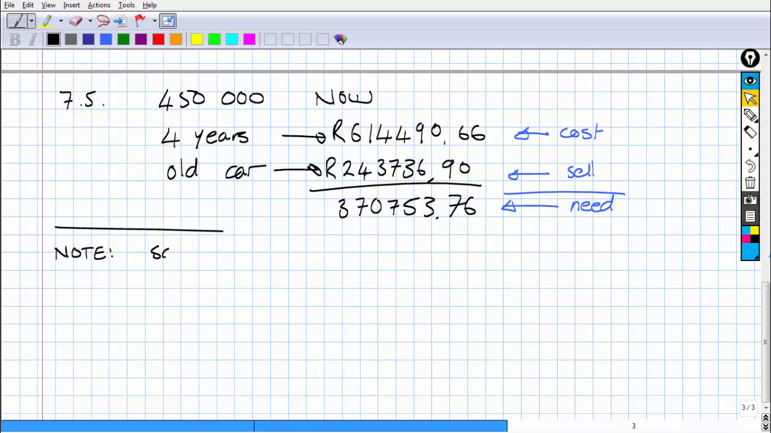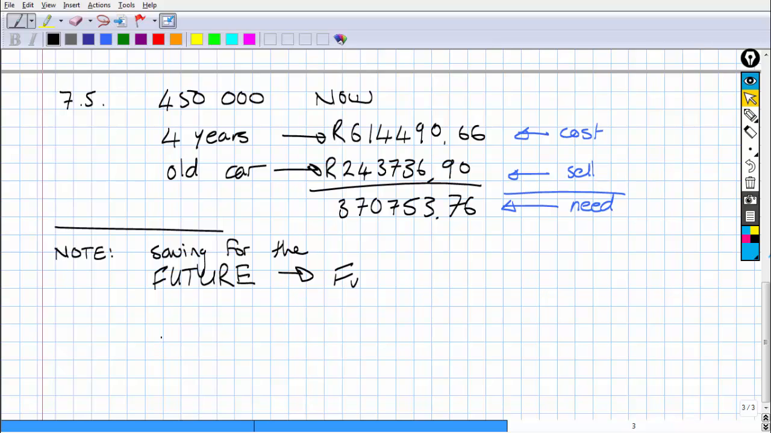If you are saving for the future, as you are doing with a sinking fund, you're putting money away to save for the future, you need to use the future value formula.